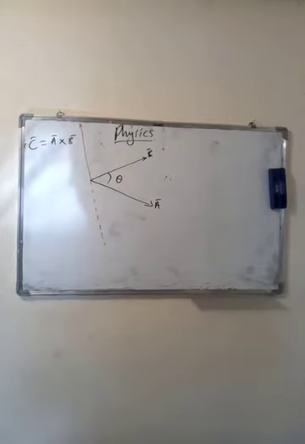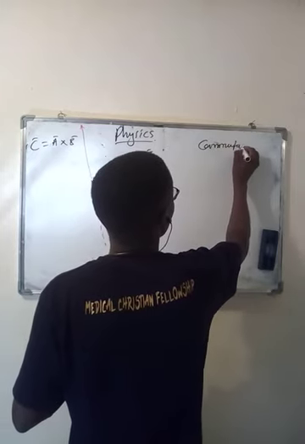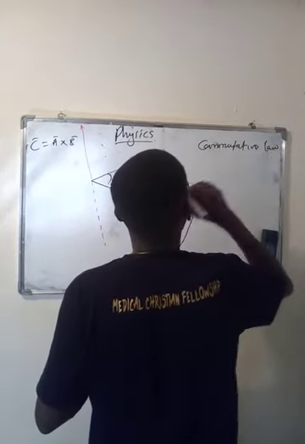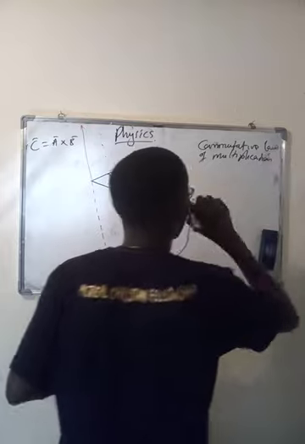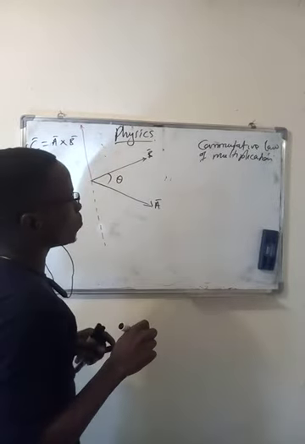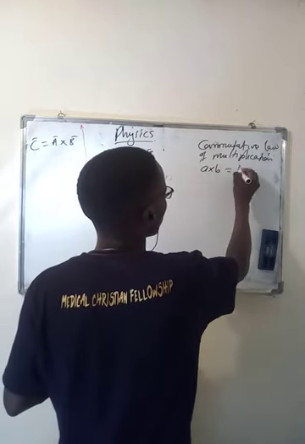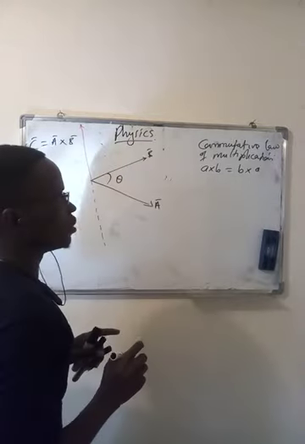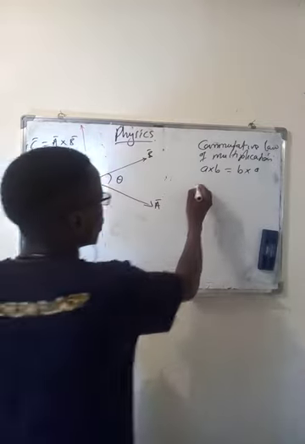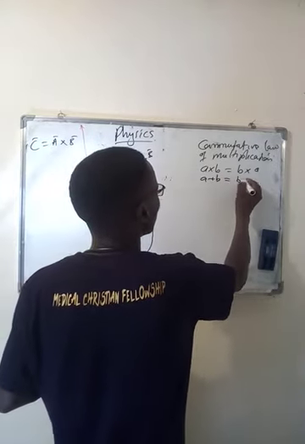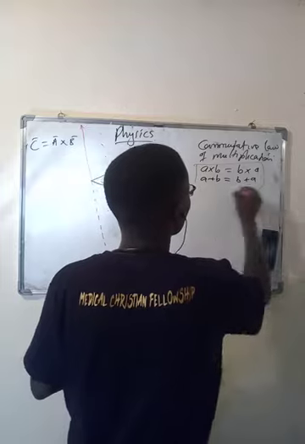Now, there's something I want you to understand, what is called the commutative law of multiplication. If it were in algebra, on real numbers, we say that A multiplied by B is equal to B multiplied by A. Or on addition, the commutative law of addition, we say that A plus B is equal to B plus A. That is the commutative law.